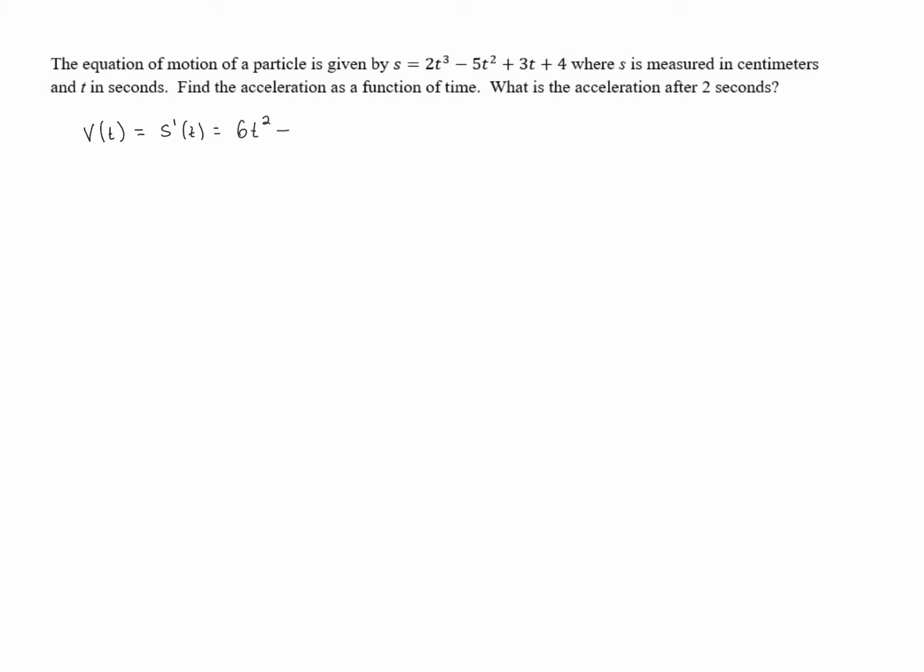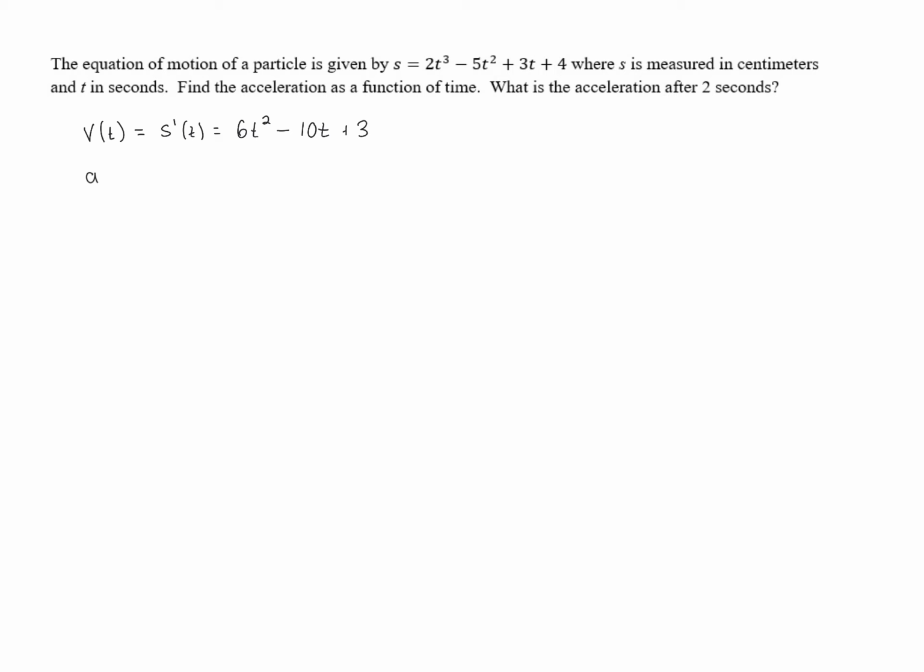Then minus the next term, the derivative of t squared is 2t, and if we multiply that by 5, we get 10t, so that's going to be minus 10t. Plus, if we take 3t, the derivative of t is just 1, and so 3 times 1 is just 3, so we've got plus 3. And then plus the derivative of a constant is 0. So this is our derivative of the position function, which gives us the velocity function.